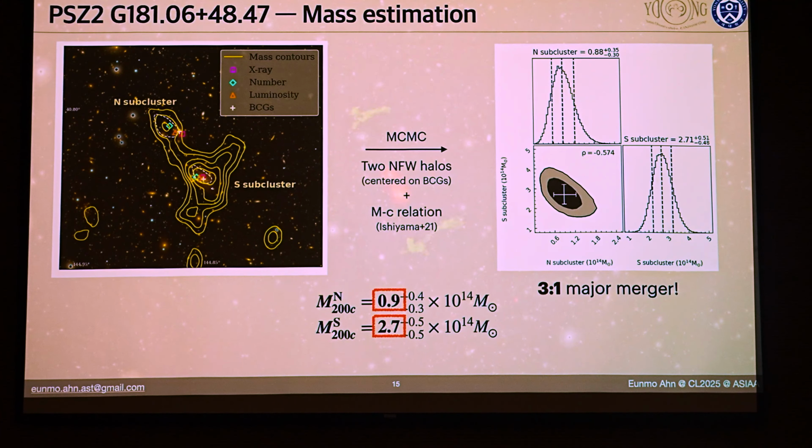Okay, so for the mass estimation, we positioned two NFW halos, each centered at the northern and southern BCGs. And assuming the M-c relation and running MCMC chains, we have estimated the mass of the cluster for the northern and the southern in terms of M200 to be about 0.9 and 2.7 times 10^14 solar masses. So we have found that this cluster has undergone a major merger with a mass ratio of 3:1.